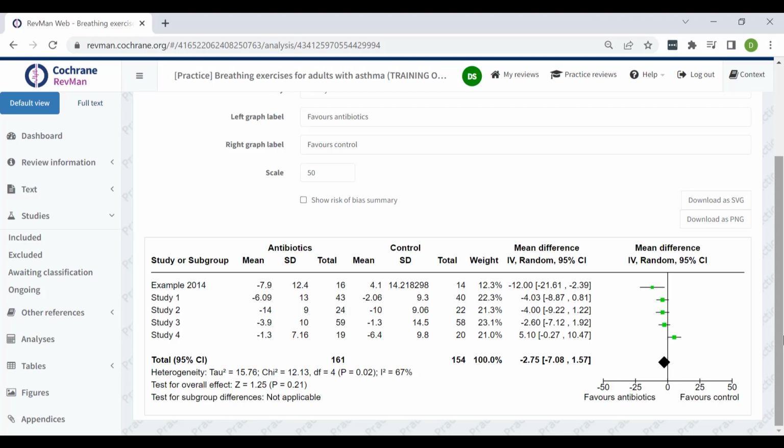What should we do in this situation? The best thing would be to contact the authors and clarify that actually we think this was a standard error, not a standard deviation. The calculator is useful for checking p-values as reported in the paper against those in RevMan itself.